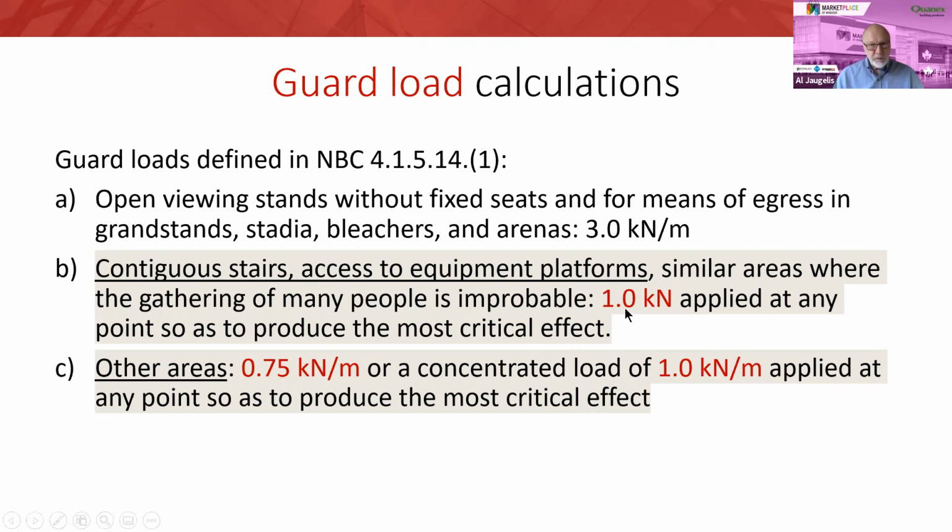And the loads would be 1 kilonewton applied at any point to produce the most critical effect. This would be in the case of stairs or access to equipment platforms or similar areas where the gathering of many people is improbable. The gathering of many people would be condition A, the guard, grandstands, stadiums, bleachers, and arenas. And then for other areas, the guard load would be 0.75 kilonewtons per meter. That would be like a linear load, or a concentrated load of 1 kilonewton per meter applied at any point so as to produce the most critical effect.